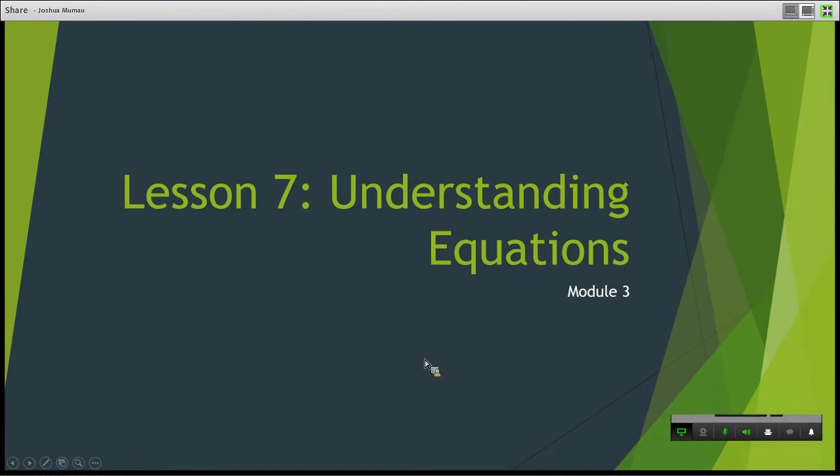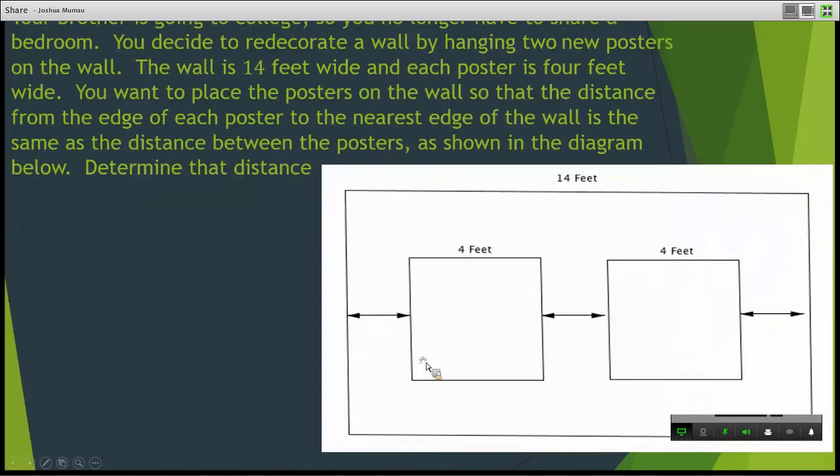Understanding Equations, Module 3. Let's begin. So first, your brother is going to college. You no longer have to share a bedroom. You decide to redecorate a wall by hanging 2 new posters on the wall. The wall is 14 feet wide and each poster is 4 feet wide.